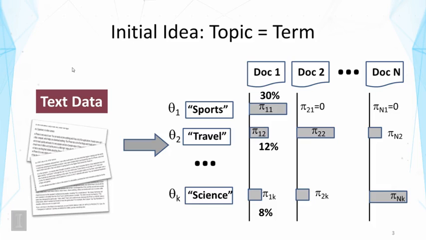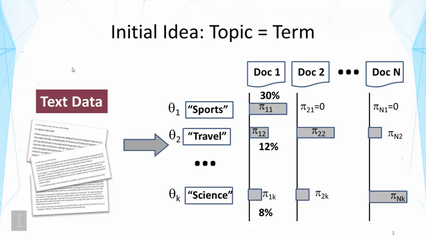Now, if we define a topic in this way, we can then analyze the coverage of such topics in each document. Here, for example, we might want to discover to what extent document 1 covers sports, and we found that 30% of the content of document 1 is about sports, and 12% is about travel, etc. We might also discover document 2 does not cover sports at all, so the coverage is 0, etc.